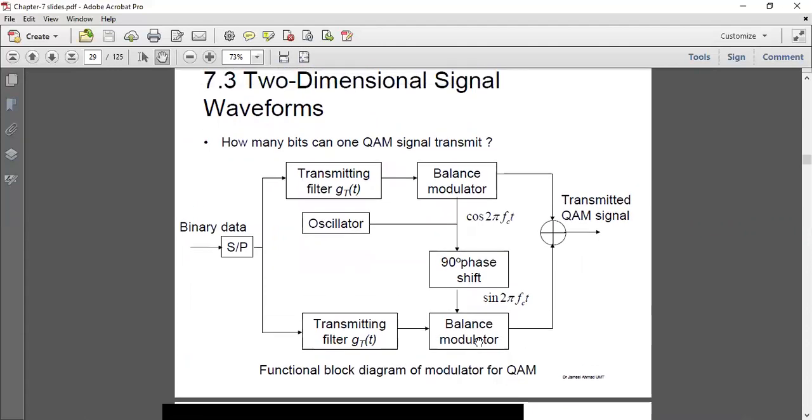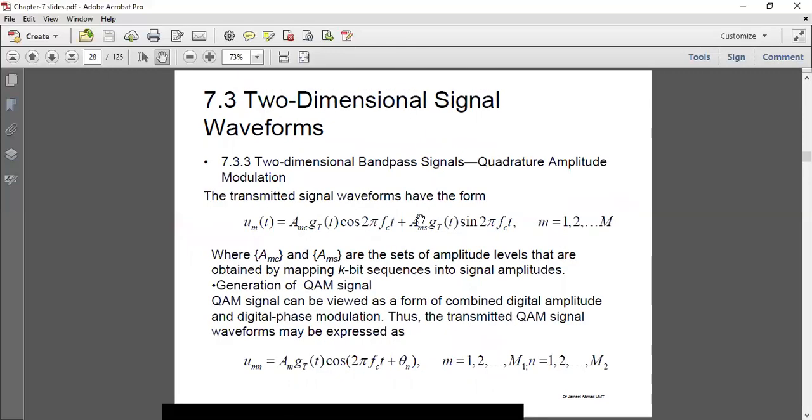This diagram is the functional diagram of the modulator for QAM. First of all, you have binary data, then serial to parallel conversion, then the transmitting filter g(t) on both sides, and then there is a balanced modulator. Then there is an oscillator, cosine 2 pi fct, a 90-degree phase shift, and again a balanced modulator. So it is shifted by 90 degrees, it becomes sine 2 pi fct, and then this signal is multiplied with this one. These two are multiplied and come here, they are added together. So this diagram is actually for this expression.